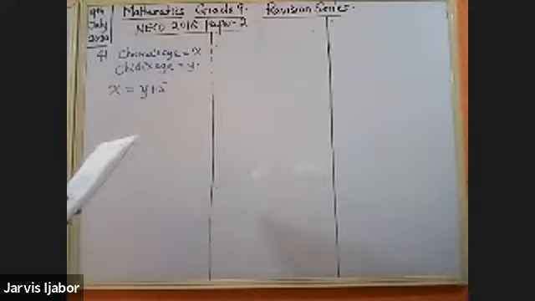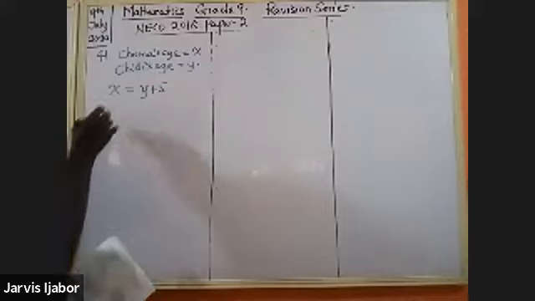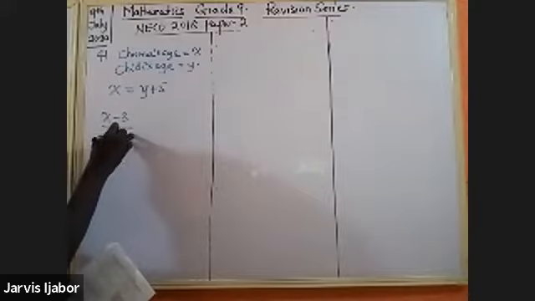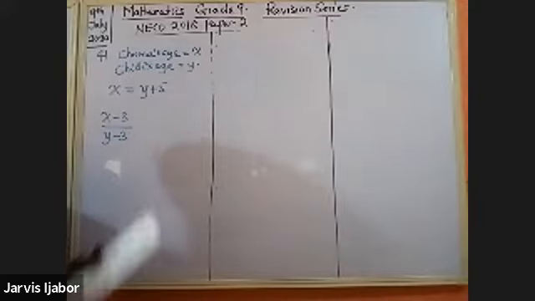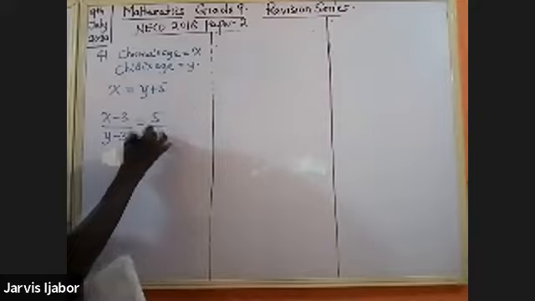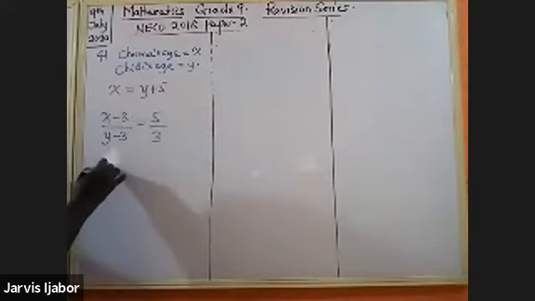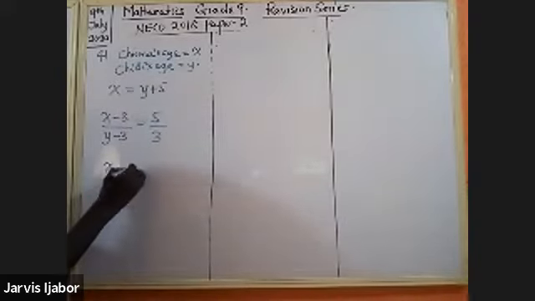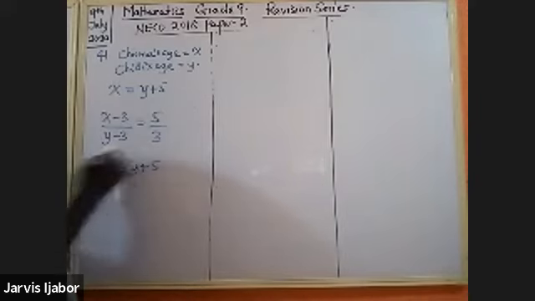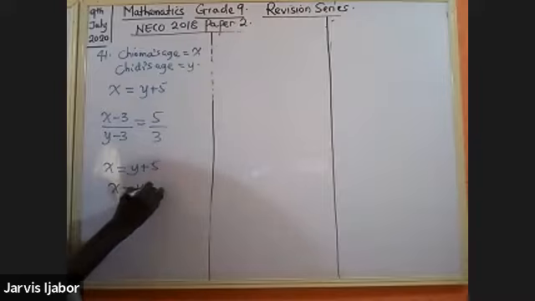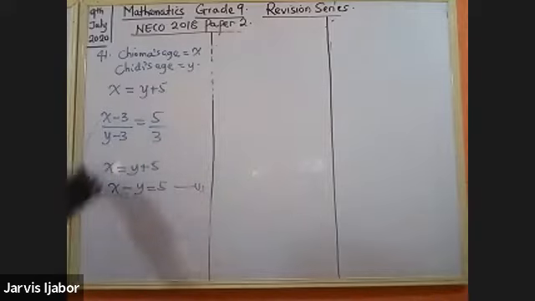That's what it means. He said 3 years ago, Choma's age minus 3 over Chidi's age minus 3, the ratio of their age is 5:3. You know, Choma is older, so that's what it will be. All right, say find their present age. I'll pick the first one, x equal to y plus 5, and I'll rewrite it. This will be x minus y equal to 5. I call this 1.